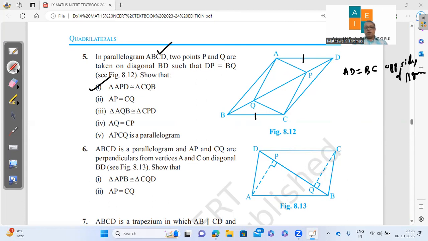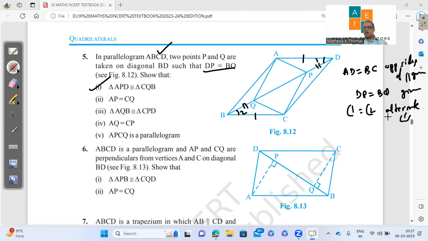And here it is given that DP is equal to BQ. This part and this part are equal. DP is equal to BQ, given. So AB, these opposite sides are equal. AD equal to BC. DP equal to BQ. This is given and it's a parallelogram. So we know that this angle and this angle will be equal. 1 and 2 are equal alternate angles. So if I name this angle ADP as 1, and CBQ as 2, angle 1 equal to 2, alternate angles.